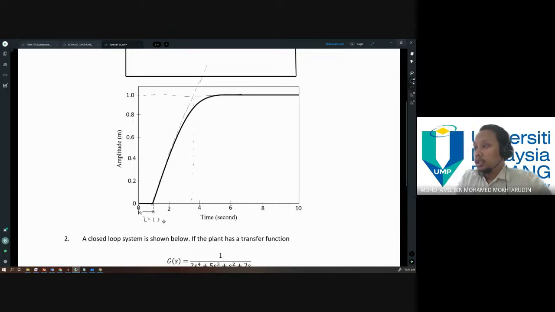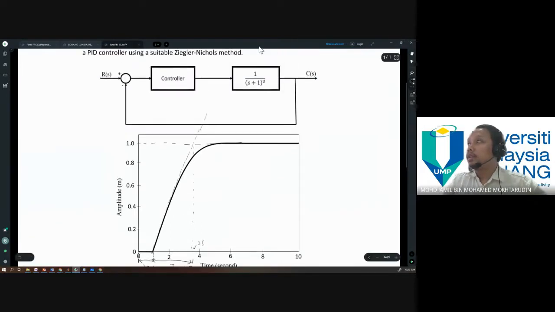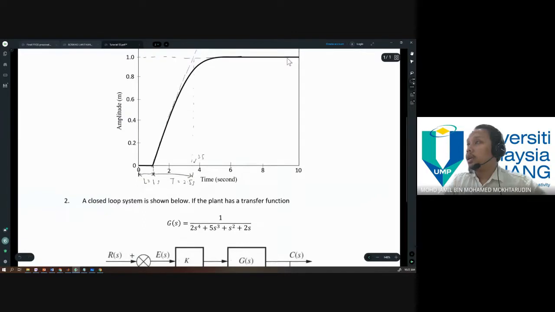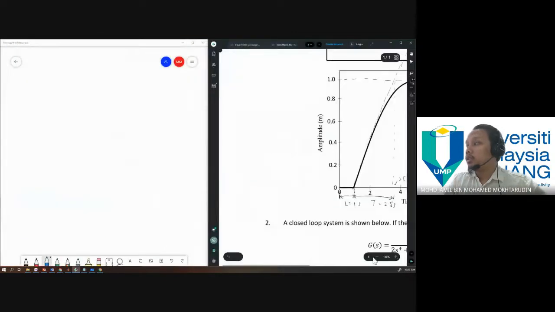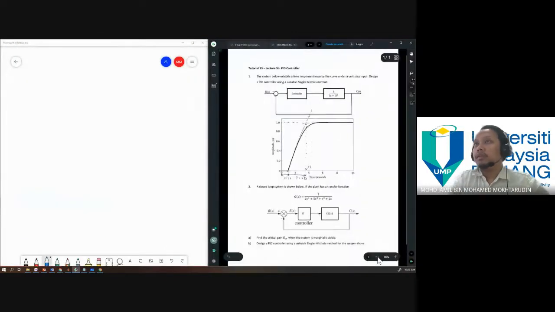So the time constant T is this length. So about maybe this is 3.5, and this is 1 second, so maybe about 2.5 seconds. Okay, so we get our L and T. Then we can determine the values of Kp, Ti, and Td.